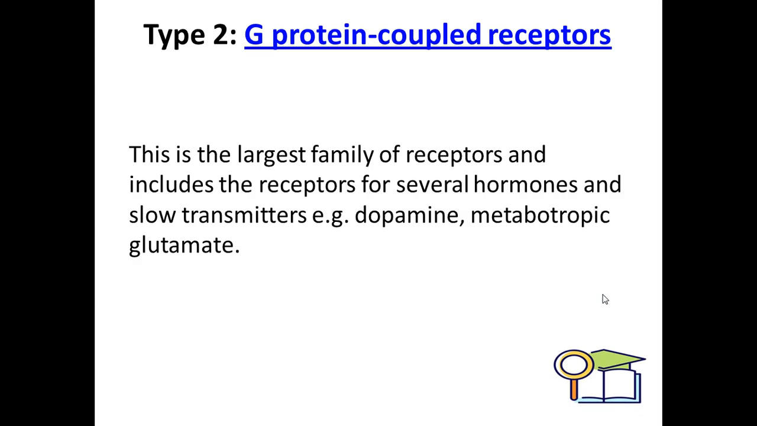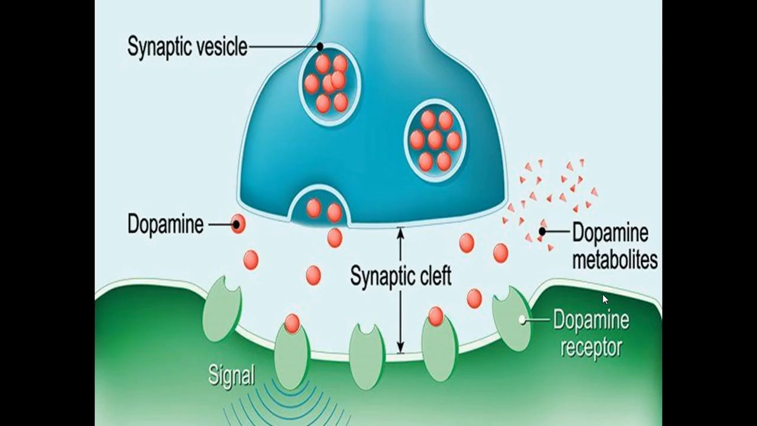Type 2, these are basically G protein coupled receptors. This is the largest family of receptors and includes the receptors for several hormones and slow transmitters, for example, dopamine and metabotropic glutamate. This is the pictorial diagram again. You can see in the picture dopamine receptors that when they receive certain signals, they can release dopamine. In the pictures, dopamine metabolites are also seen. Dopamine, then the synaptic cleft is shown in the figure. Dopamine is then received to produce certain actions.